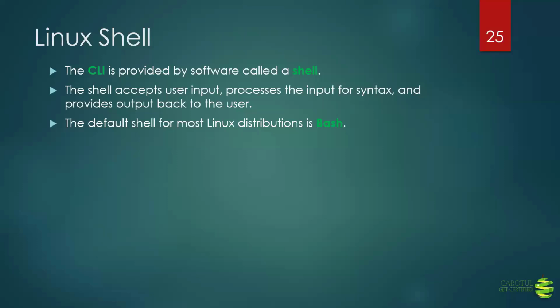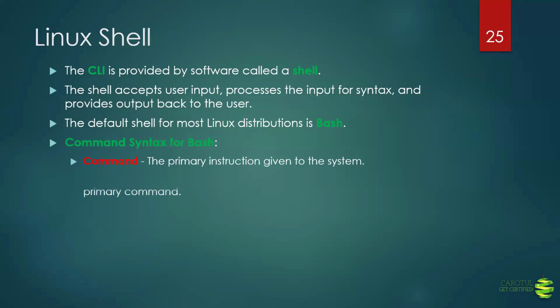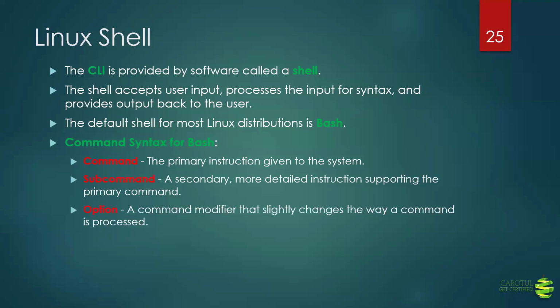So you see the default shell for most of the Linux distributions is bash or Bourne Again Shell. And the command syntax for bash is you type the command, which is the primary instruction given to the system. Then you type any sub command, like a secondary, more detailed instruction supporting the primary command. Then you can type some options to modify the output slightly, the way you want it to be modified. And then you can optionally also provide an argument. So this is the object on which the command will act.